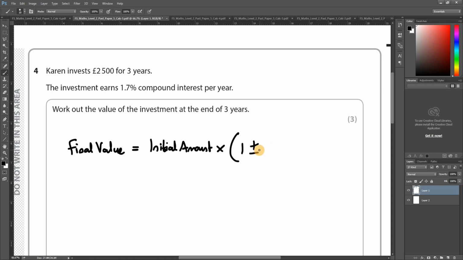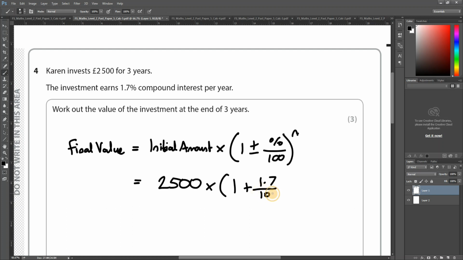So either plus or minus, and then you do your percentage out of 100, close your brackets, to the power of n. So n could be number of years, number of months. In this case, it's number of years. So our initial amount, well, that's the amount that she invests, which is 2,500, times by, in this case, because it's a bank account, it's a 1 plus. The percentage in this case is 1.7%. Close your brackets. And n is 3, so there's a little 3 in the corner.